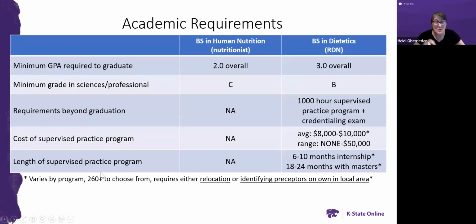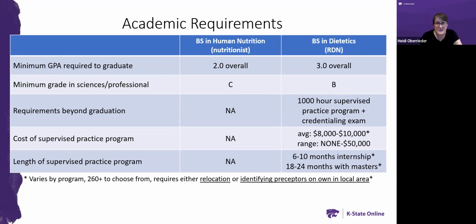Okay, the academic requirements. This is another sort of big difference. You'll see in the middle column here is the BS in Human Nutrition, the nutritionist. Over here is the dietitian, the RDN credential. You'll notice that the minimum GPA required to graduate is a 2.0 for the nutrition and health and a 3.0 for dietetics, a little bit more rigorous. The minimum grade in the sciences and professional courses for the BS in Human Nutrition is a C. You must get a C or better in all of those science courses. Whereas for dietetics, we ask you to get a B or better.